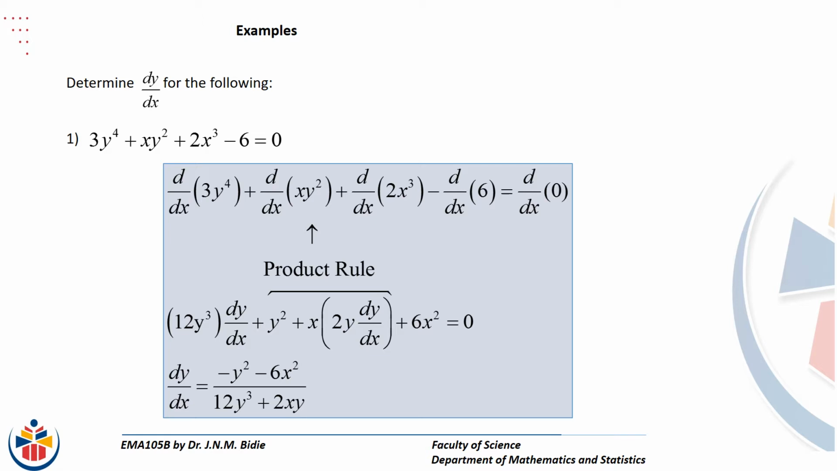Please check. The first thing we do, we take 6x squared to the right hand side, it becomes negative 6x squared, and then take y squared to the right hand side as well, giving us minus y squared. On the left hand side, we'll be left with 12y cubed dy over dx plus 2xy dy over dx. Then take dy over dx out as a common factor, and you'll be left with 12y cubed plus 2xy. Therefore, if we make dy over dx the subject of the formula, that's the answer you will get.